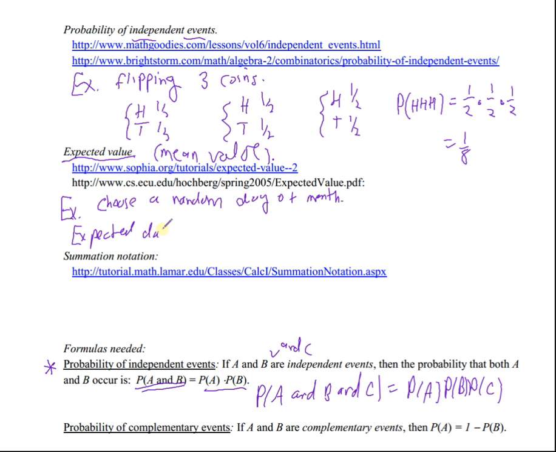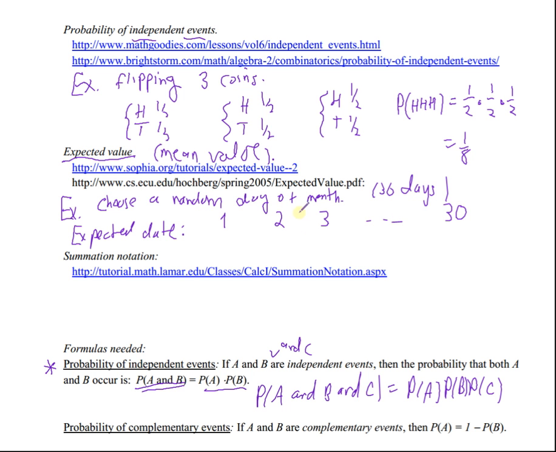Okay. Is it 1, 2, 3? So here my month has 30 days also. I'll just say that. Now, what are the possibilities? I could choose the first day, or the second day, or the third day, all the way up to the 30th day. Those are my possible outcomes.